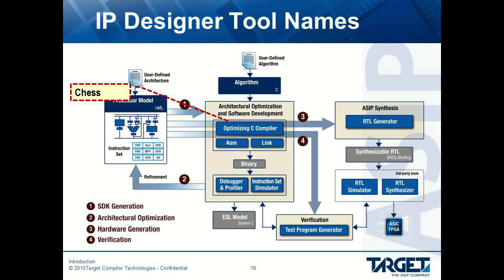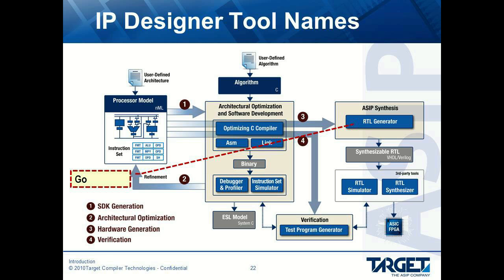We'll now look at some of the IP Designer tool names. Chess is a C compiler. Bridge is the linker. Darts is the assembler. Checkers is the instruction set simulator. And Go is the RTL generator.